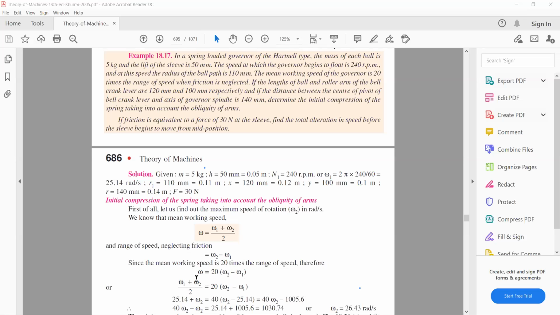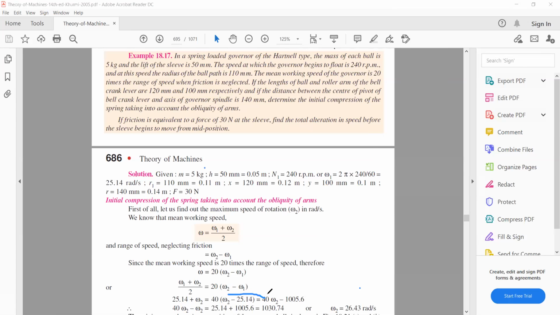They have given one condition, that the mean working speed is 20 times the range of the speed. So the mean speed is omega, and it is 20 into omega 2 minus omega 1. The mean speed omega is also written as omega 1 plus omega 2 by 2, equals 20 into omega 2 minus omega 1.